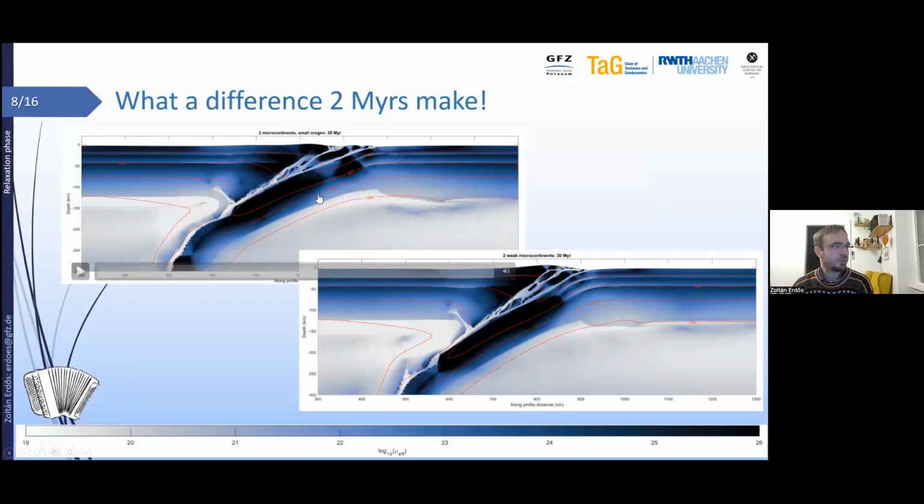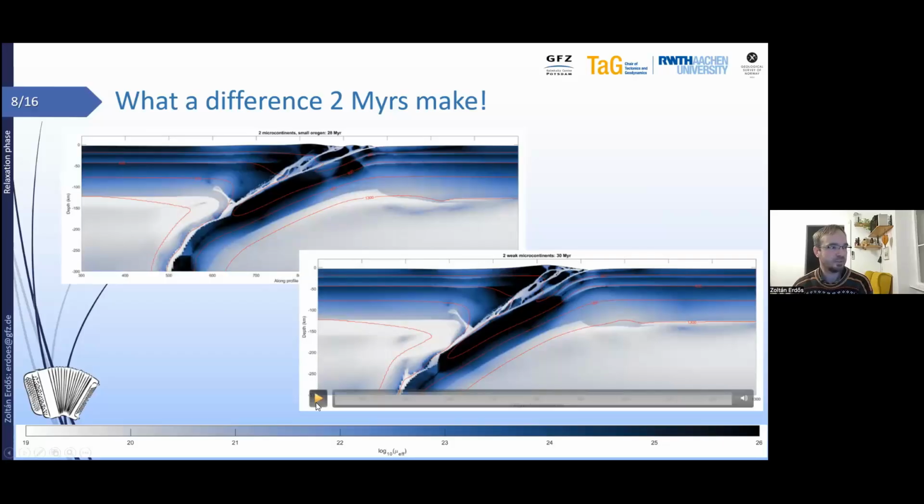This is the large orogen, a small orogen. They both go to 130 million years in the thermal relaxation phase. I'm going to start this one a little bit ahead of the other one because it needed more time steps to achieve that same amount of time.